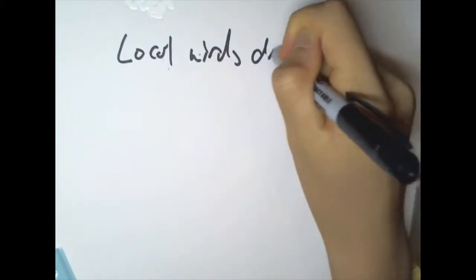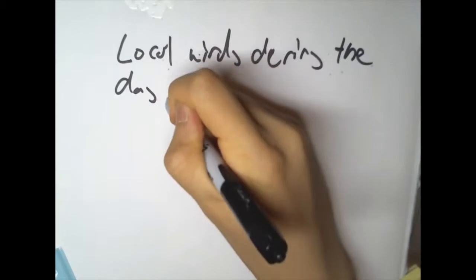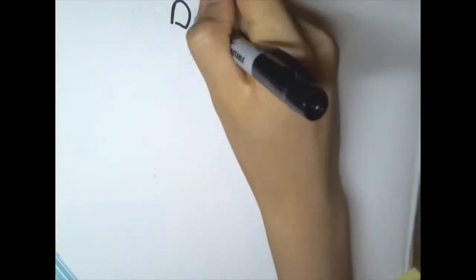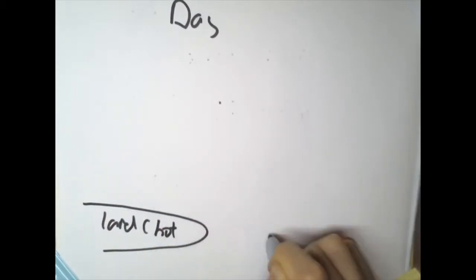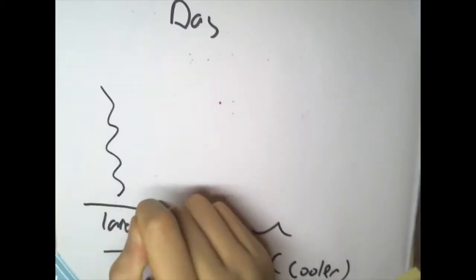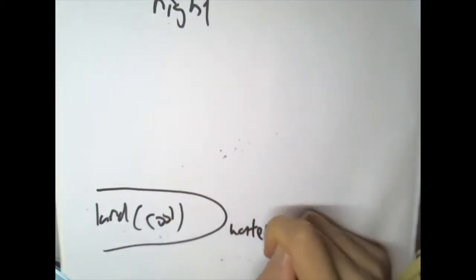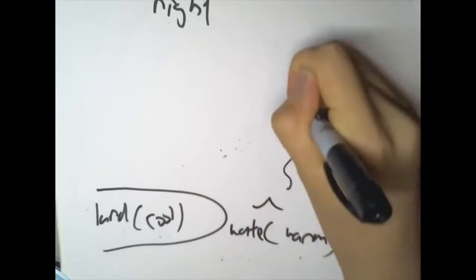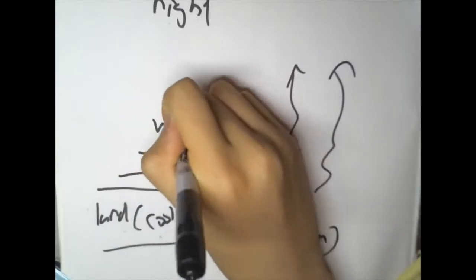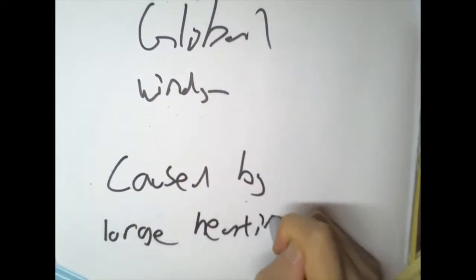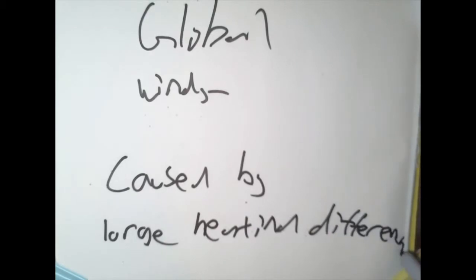There are two types of wind, global and local. Local winds happen on a small scale and usually change direction based on if it's daytime or nighttime. During the daytime, the land is hotter than the water, and thus wind flows from the ocean or sea towards the land. Contrarily, at nighttime, the water is warmer than the land, and thus wind flows from the land towards the ocean or sea.